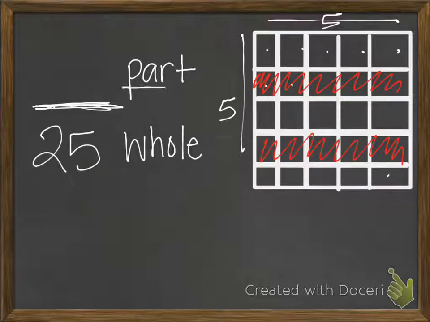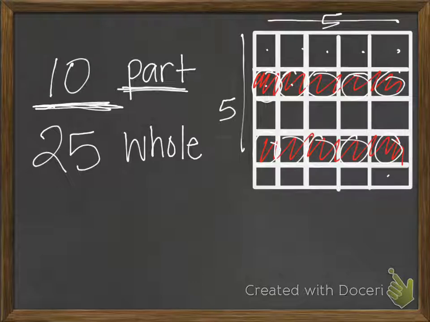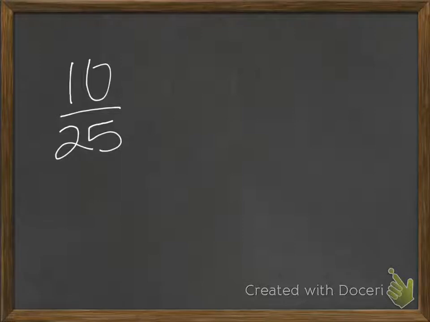Well, what's our part? So that's asking us, what do we have shaded? Well, let's count. We have 1, 2, 3, 4, 5, 6, 7, 8, 9, 10. So if I asked you to write a fraction for this graph, it would be 10/25. But today you're learning about simplest form. So we have to say, well, 10/25 is not simplest form because it's not the littlest it can get. So let's figure out how to get to simplest form.